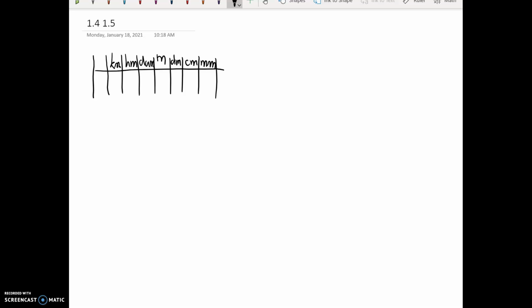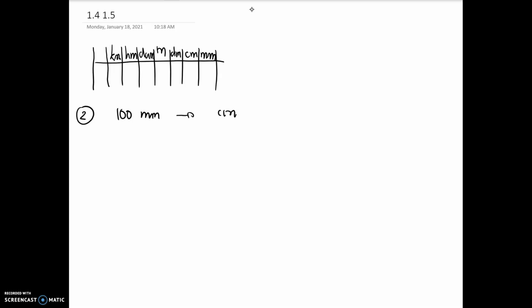In this problem, I think it's problem number 2, you need to convert 100 millimeter into centimeter. So for that, you are going to write your 100 millimeters, and then you are going to look where is your centimeter. Your centimeter is right here, and so 100 millimeter is 10.0 centimeter.